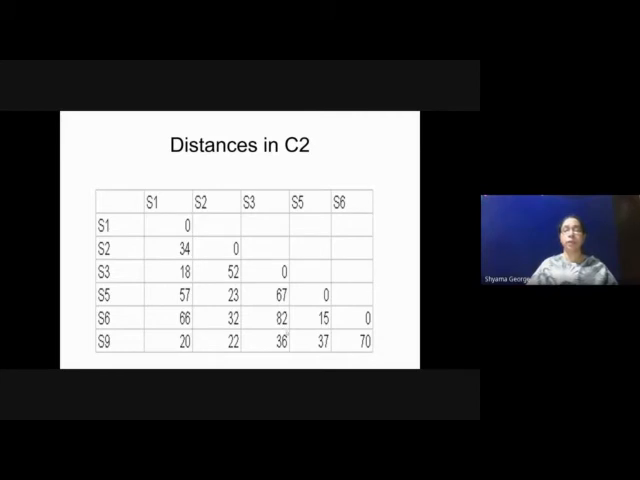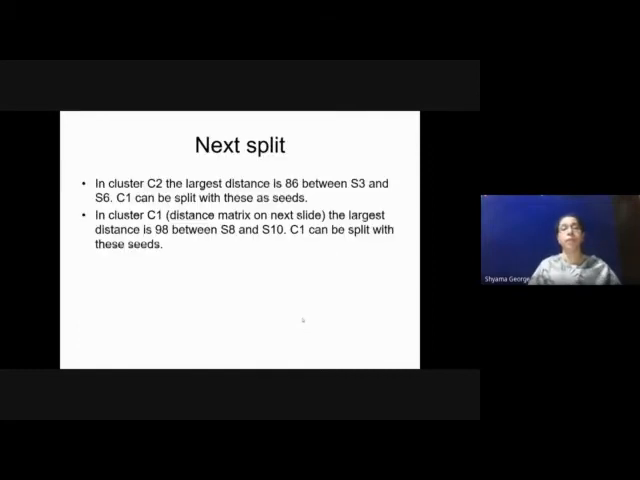That is between S6 and S3. So they can be divided in a similar way, as in the previous step. In the cluster C2, the largest distance is 86 between S3 and S6. Then we can split C2 based on these two objects. S3 will be the representative of one group and S6 will be the representative of the second group.